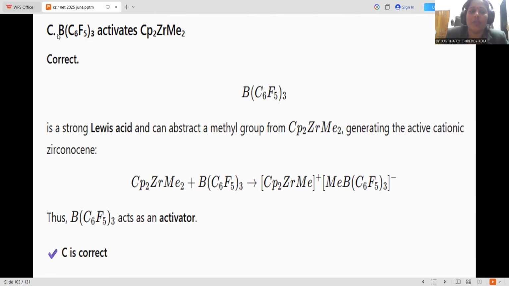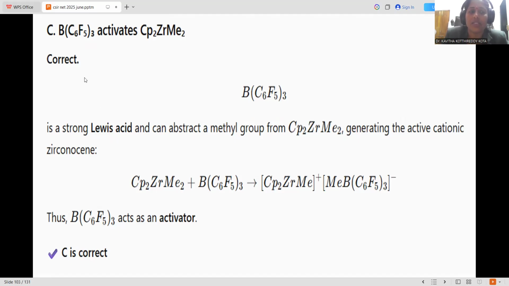Let me move on to option number 3. Option number 3 is given as trialkyl borane activates Cp2ZrMe2, right? So again here the cyclopentadienyl anion zirconium complex is given, the dialkyl, here dicyclopentadienyl, and here dimethyl zirconium. This complex is taken, the 4 coordinated complex it will be, whenever it is in contact with this trialkyl borane, so that activity gets uplifted. Let me show whether it is correct or wrong.